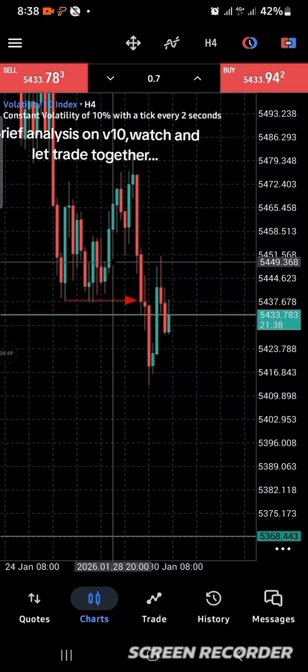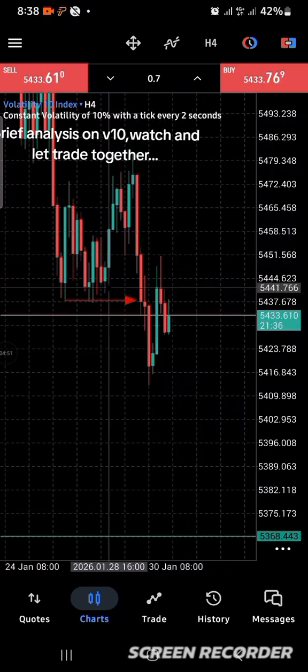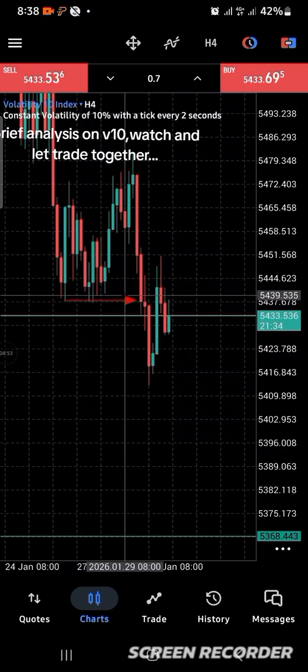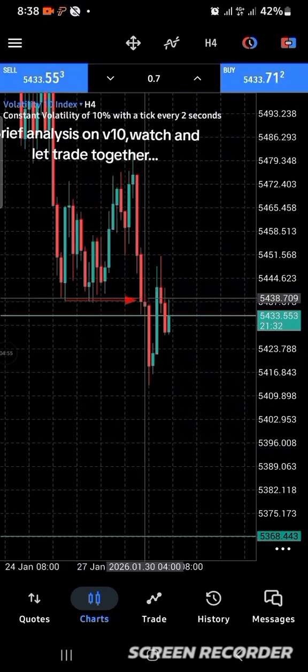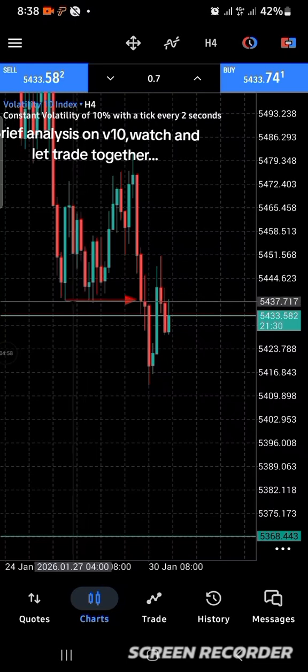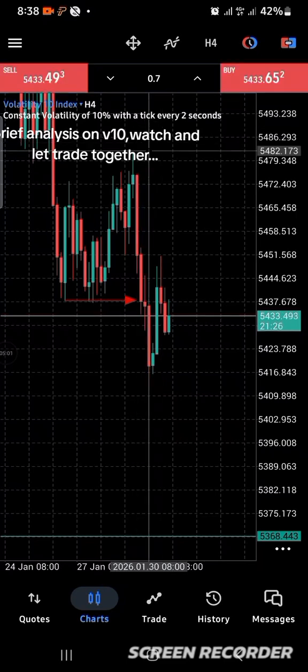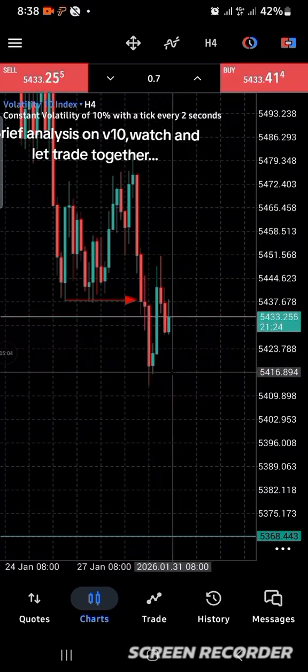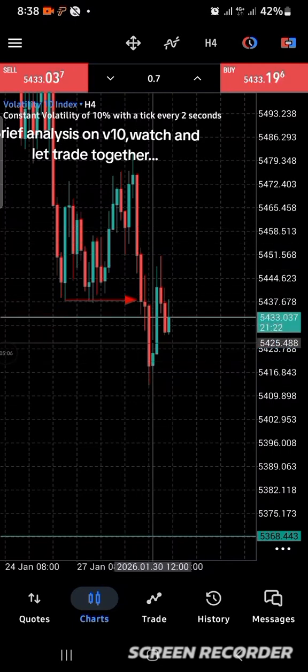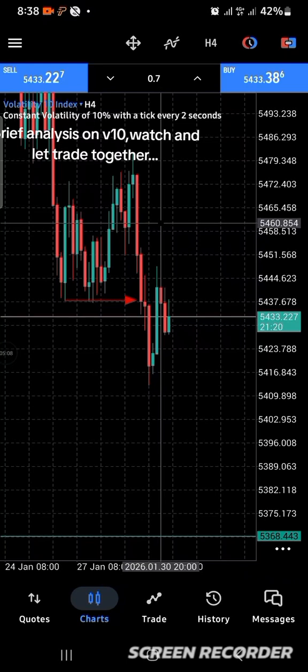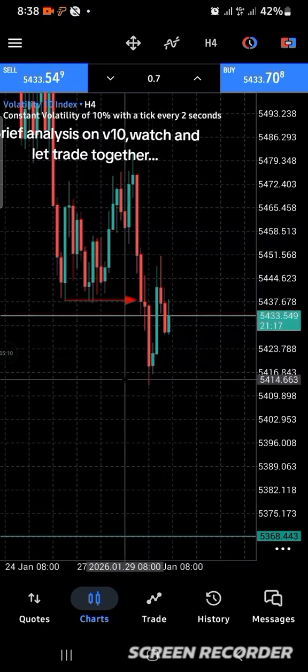But before then, let's look at this. Let's look into this major break of structure on the 4 hour time frame. So this is the major break of structure here, and what I am having here is the impulse move to the downside. This big impulse move to the downside indicates that the market is still on a bearish movement.